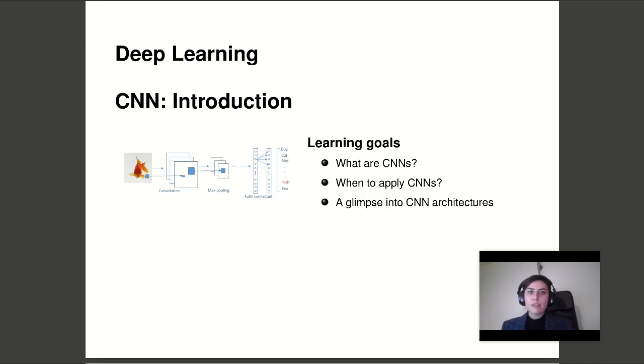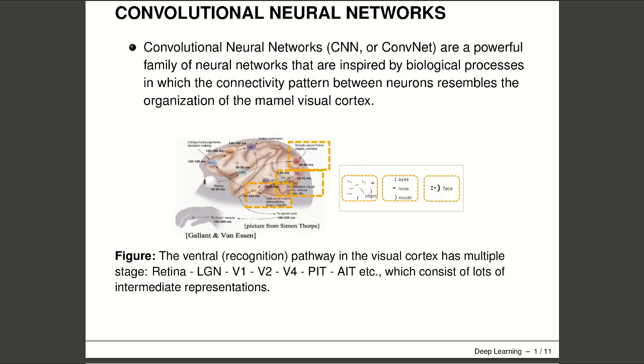However, when we have structured data, applying a fully connected layer is not a good idea. In this video, I'm going to introduce you to CNNs and we will review some applications of convolutional neural networks. CNNs, for short, are a powerful family of neural networks that are inspired by the mammalian visual cortex.